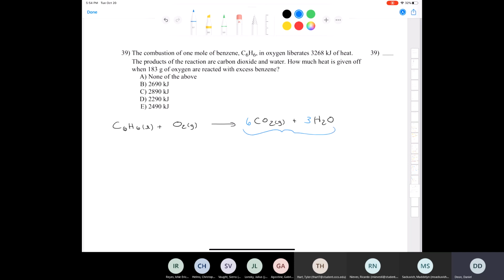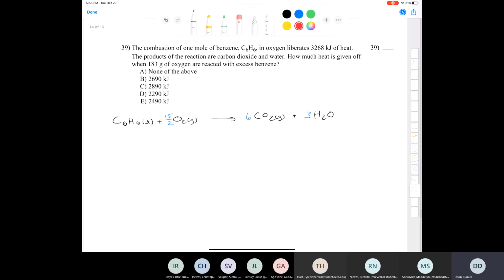Then you tally up all of the oxygens here. So I have 2 times 6, which is 12. 12 plus 3 is a total of 15. And so here I'm going to put 15 over 2, like that. Now, I know that usually we don't like to leave fractions in our equations. And so we can multiply this whole equation by 2 to eliminate that fraction. And we end up with 2 moles of benzene.